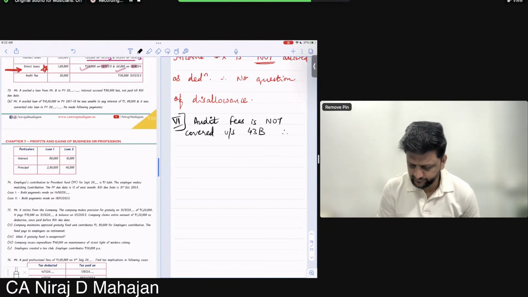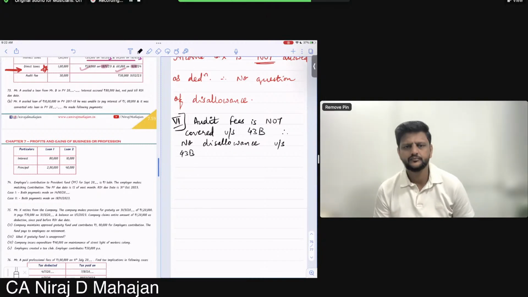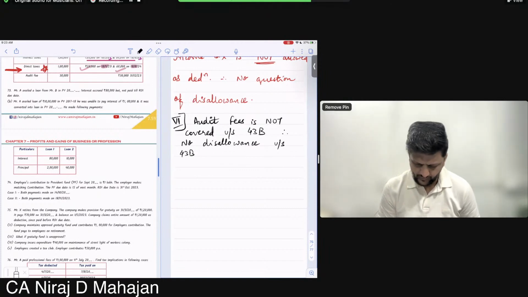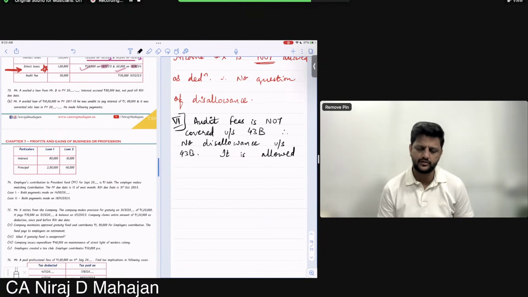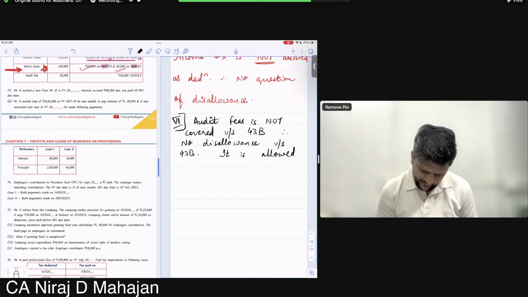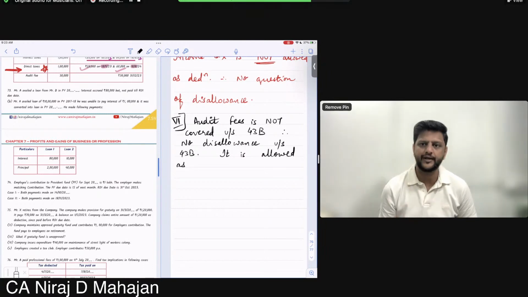Therefore, full stop. Now there is no disallowance under 43B, so it will be allowed as expenditure, even if you pay or don't pay actually.